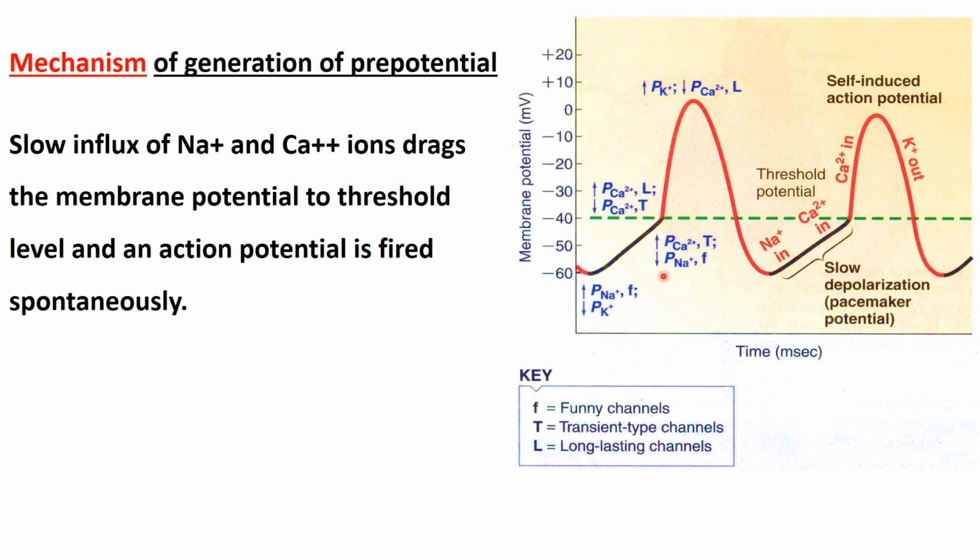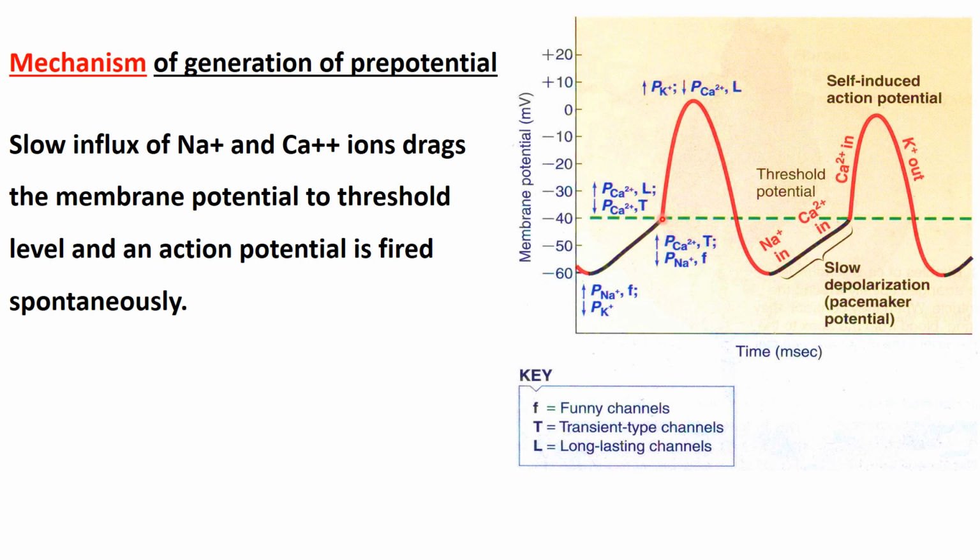P is for permeability. So now the rest of the black line is showing depolarization of the membrane slowly and gradually towards the threshold level, and this portion from minus 50 to minus 40 millivolts is because of opening of the transient calcium channels, which will close at threshold potential.